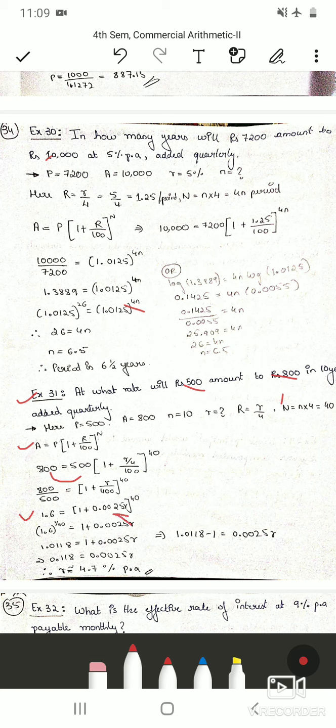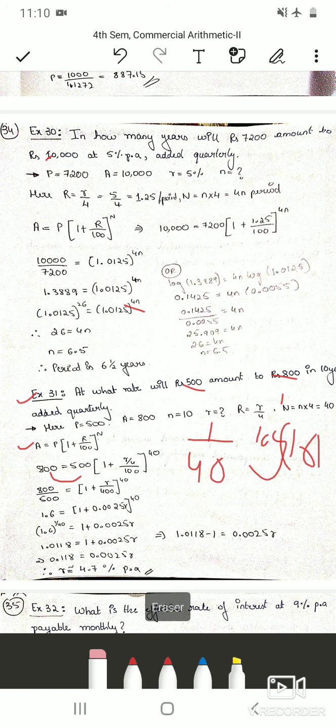So now you want this R, but there is a power 40. So on the left hand side, we have to raise it to 1 by 40. Suppose it was 2, then you would take 1 divided by 2, that is the square root. Now here it is the 40th root of 1.6. So again you can use the logarithm, so it will be 1 by 40 into log of 1.6, so x log x equal to this. Solve for x, you will get the answer.